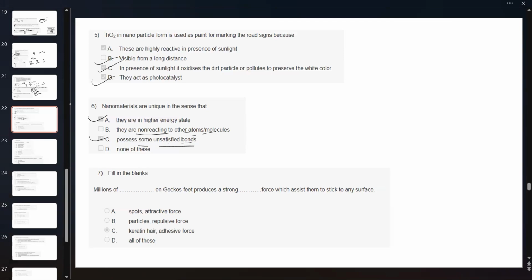Millions of dash. The gecko's feet are made of millions of keratin hairs, which provide a strong adhesive force, letting the gecko stick to any surface.